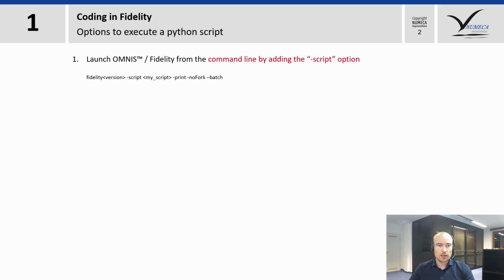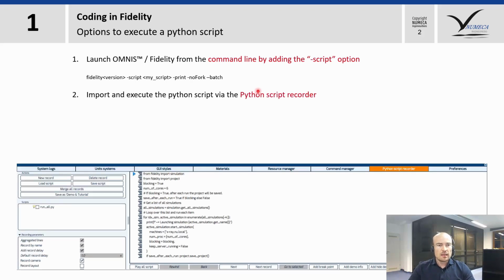That is, you can launch Omnis or Fidelity via the command line and add this option -script, which could look something like this, and then Omnis or Fidelity is launched and the Python script is executed in the next step. So that's option 1. The second option is you can use the Python script recorder. That is also something that we showed the last time.